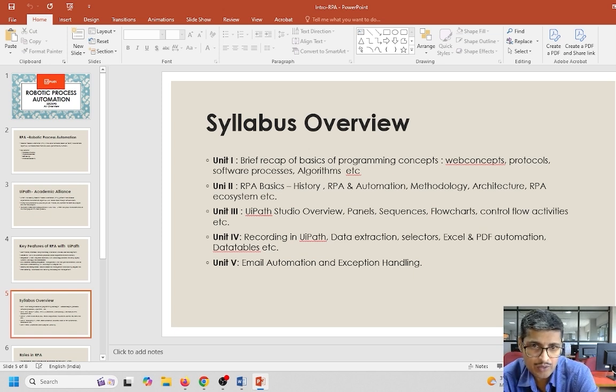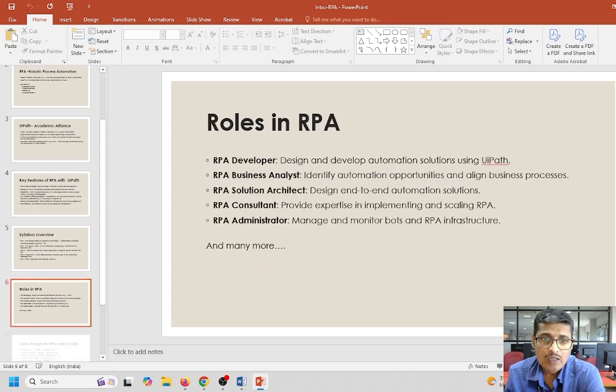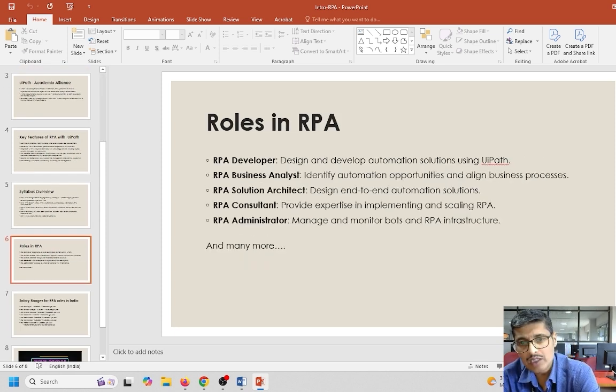Everything is going to be covered in the 5 units. Starting from unit 1 to unit 5, it is completely about designing software bots by using different features which are there in the syllabus. Then coming back to the different roles available in industry after completing this course: software RPA developer, RPA business analyst, RPA solution architect, RPA consultant, and RPA administrator. These are the different roles and responsibilities you may get in industry once you have a course on RPA.